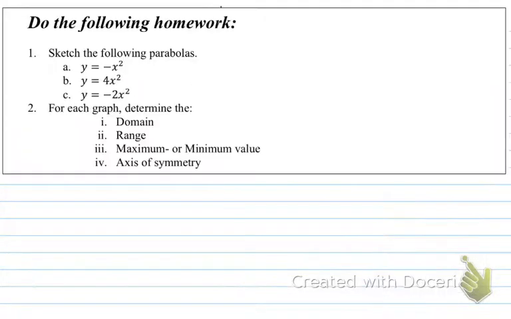Okay, now what you're going to do is you're going to do the homework. The homework says sketch the following parabolas, and then for each graph, determine the domain, the range, the maximum or minimum, and the axis of symmetry. So like the same as the examples, you do them. And you press pause now, and when you are ready, you come back so that we can mark it.